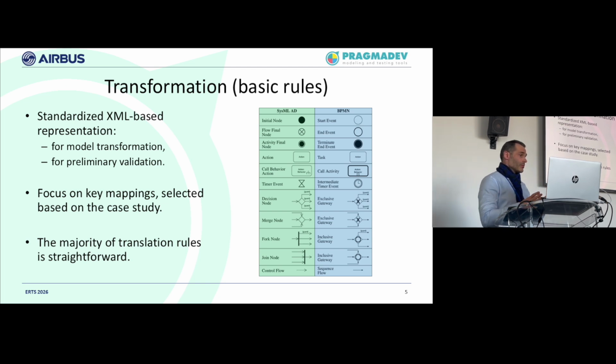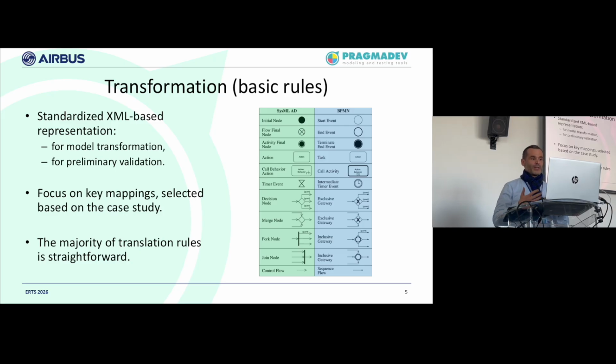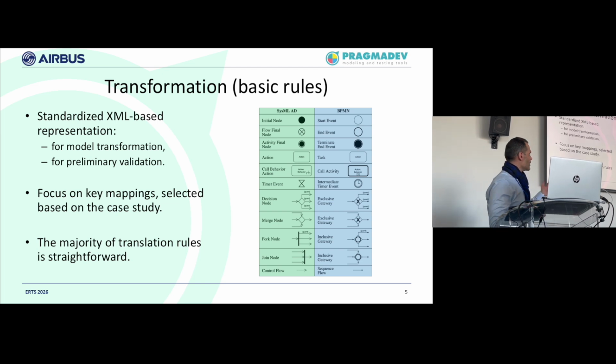The focus in our paper and in our work was based on the case study at hand, which had many constructs used by the activity diagrams, but not everything. So we tried to focus only on those that were relevant to the case study at hand. And upon investigation, the majority of the translation rules between activity diagrams and the BPMN notation were straightforward, as you can see in the table.